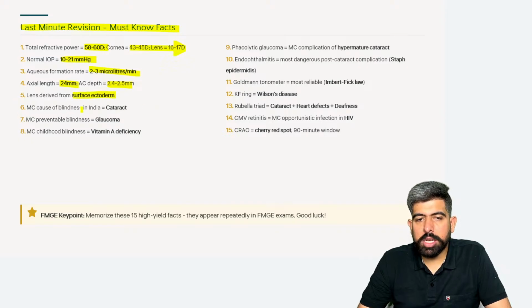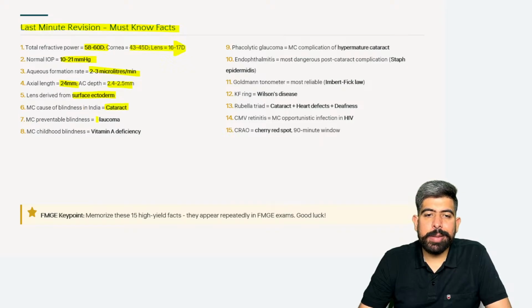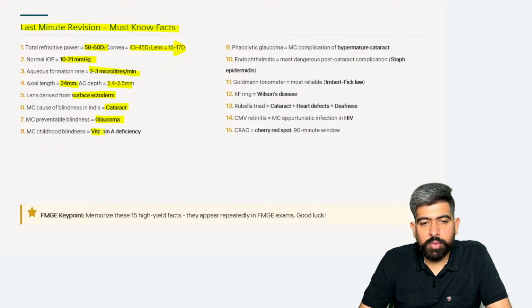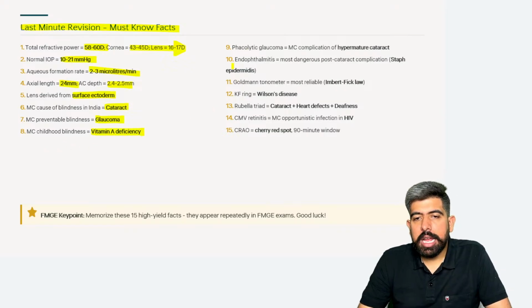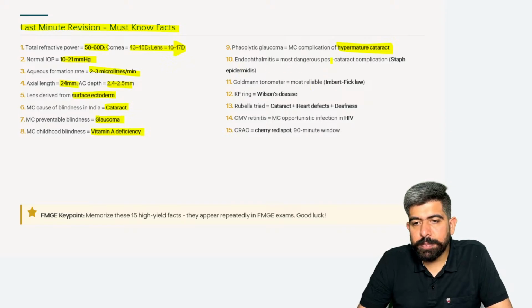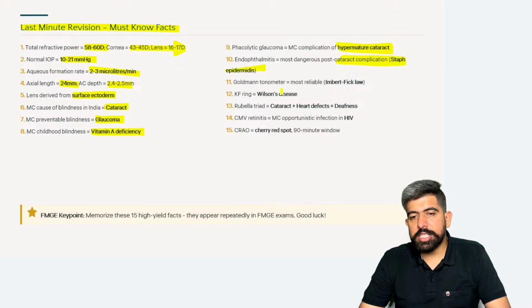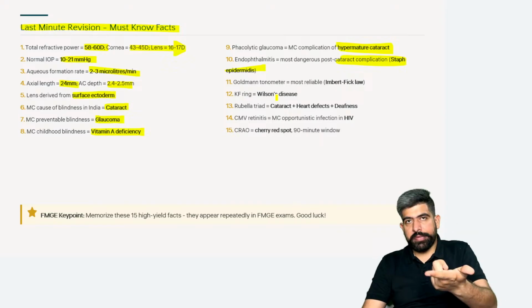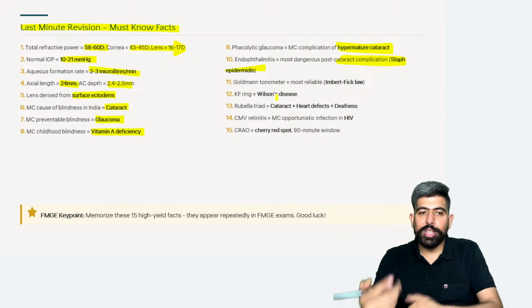Most common cause of blindness in India is cataract. Most common preventable blindness is glaucoma. Please remember, most common childhood blindness is vitamin A deficiency, and phacolytic glaucoma is the most common complication of hypermature cataract, which is known as Morgagnian cataract. Endophthalmitis, by Staph epidermidis, is the most dangerous post-cataract complication. It occurs just after cataract surgery.